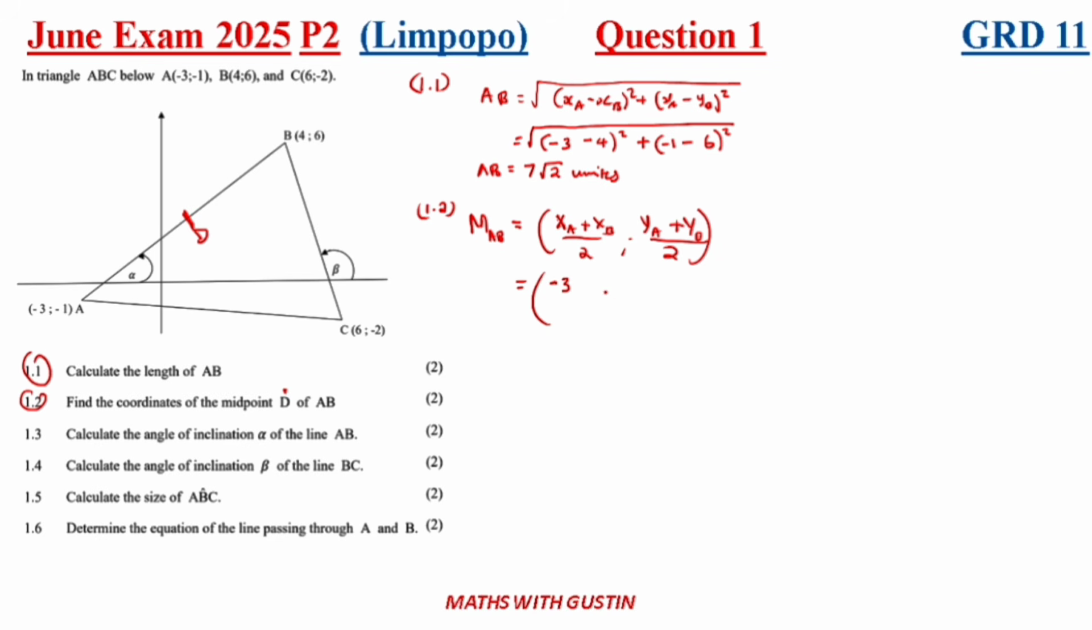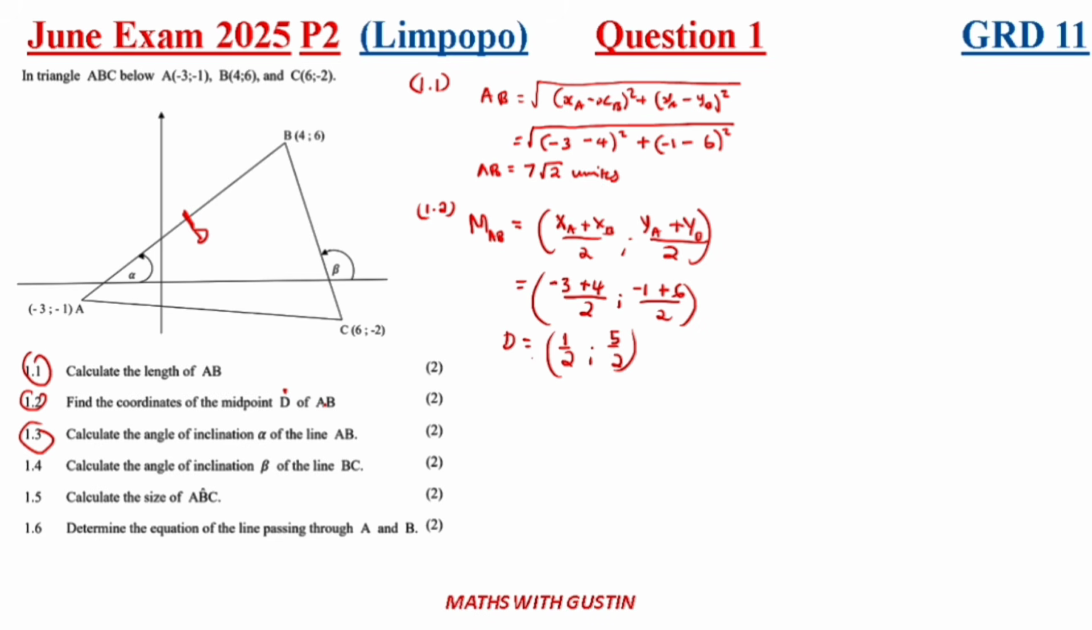If you're not following, please let me know in the comment section below. So it's going to be minus 3 plus minus 4 all over 2, and then y at A is negative 1 plus 6 all over 2. So this one here goes ahead and gives us minus half, and this is going to be 5 over 2. So this gives us the coordinates of D, which is the midpoint of AB. Right, okay. 1.3, no trick as yet, guys, just a straightforward formula.